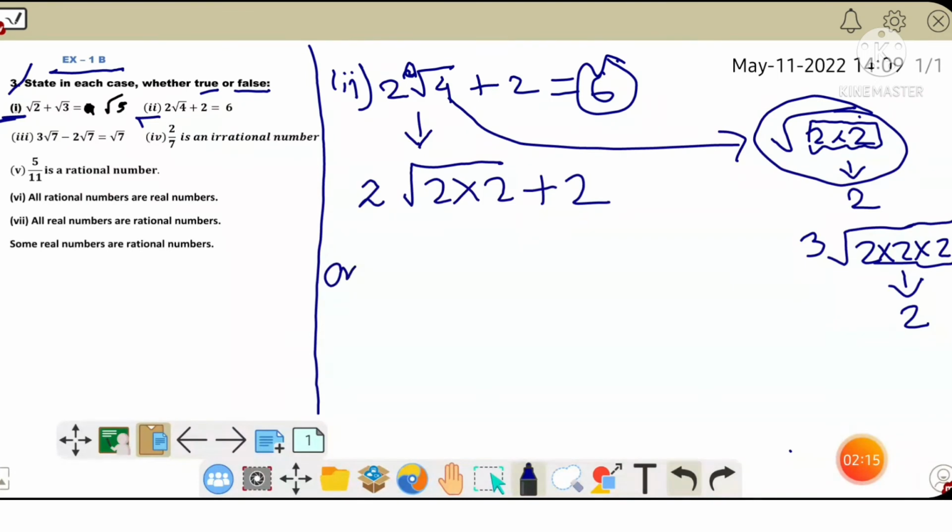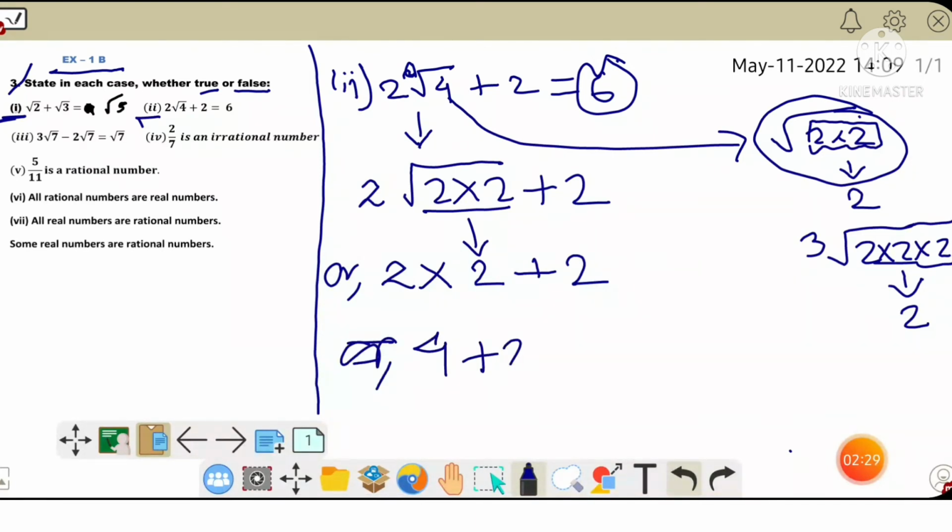plus 2. So 2 into 2 will come outside, plus 2. We'll get 2 2's are 4, plus 2 equals 6. So yes, it is true.